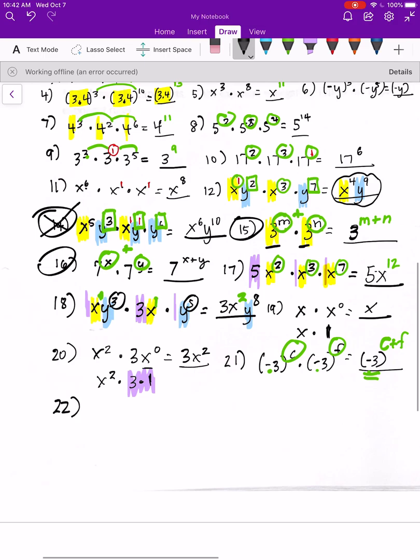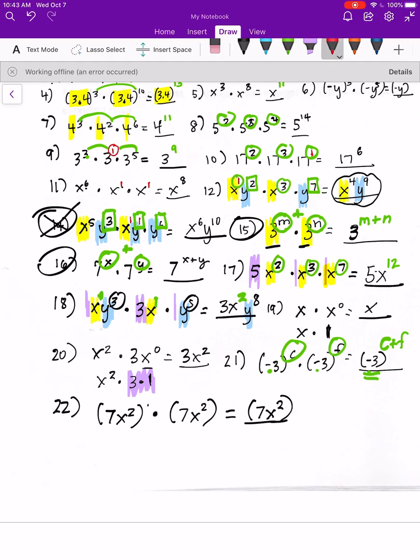So how about this one, number 22? What if I have parentheses 7x squared times parentheses 7x squared? That's interesting. So I see those parentheses, and this is my base. My base is 7x squared. So I'm going to keep those parentheses, and I'm going to say my base is 7x squared.